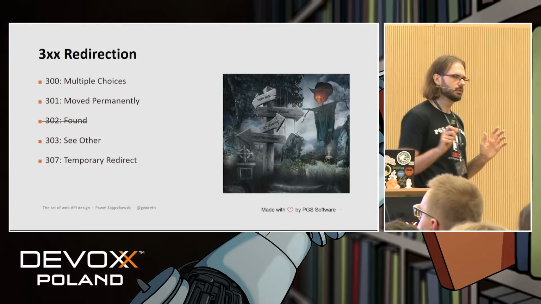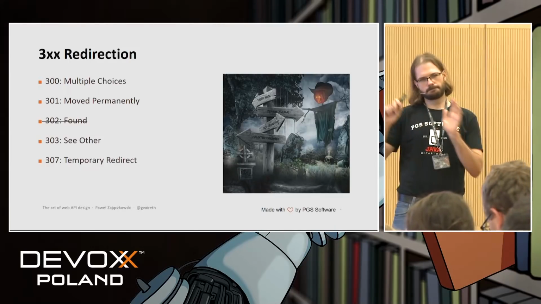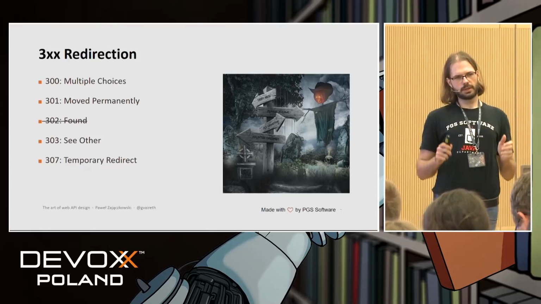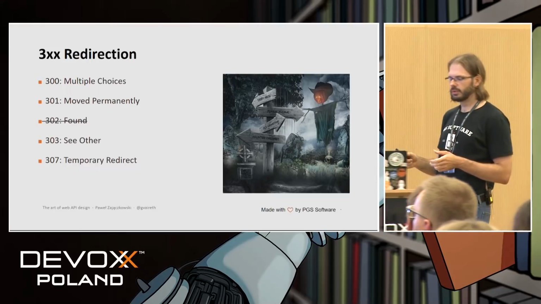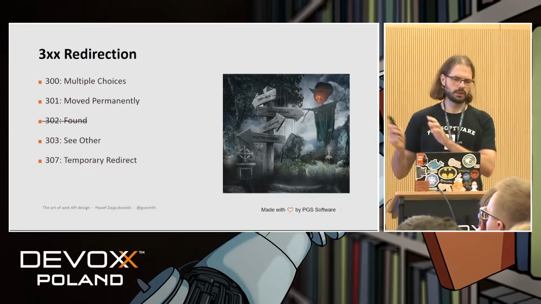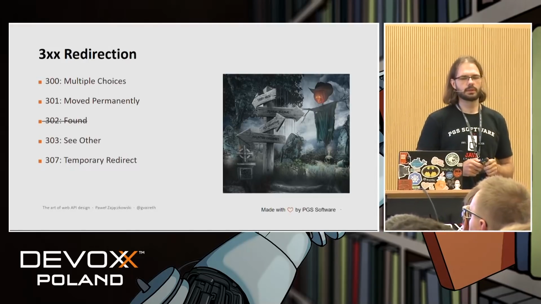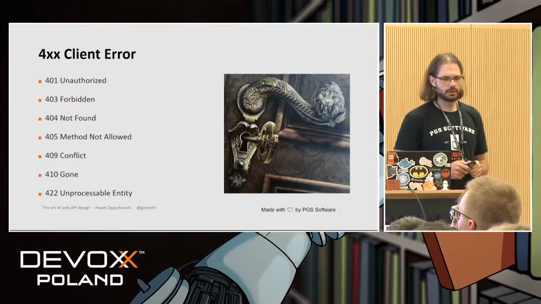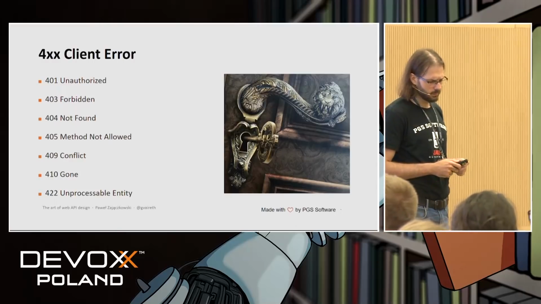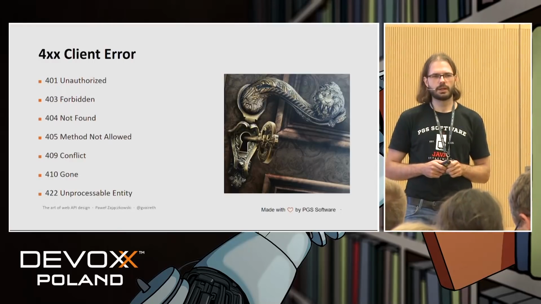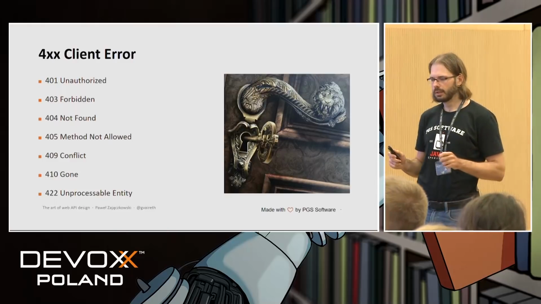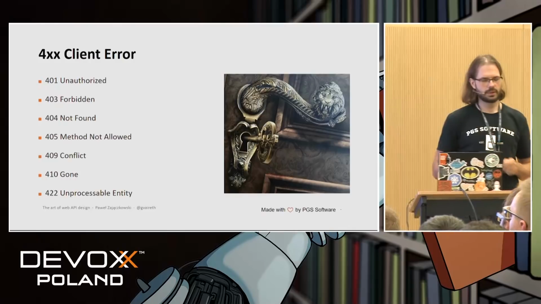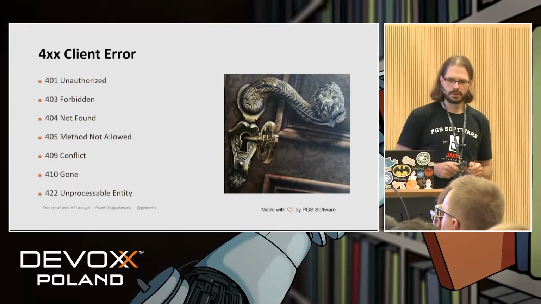On the other hand, 303 means go to another place, but use get to retrieve results. So basically, I got the request, I did some processing, and I have results for you, and they are somewhere else. But use get to retrieve that. 400, I think the most codes are in this category. Unauthorized really means unauthenticated. I don't know who you are. Forbidden means really unauthorized, but the name was already taken. It means I know who you are, but you can't do this.